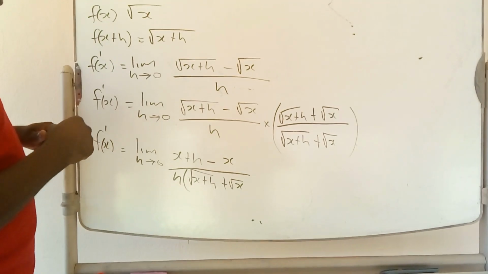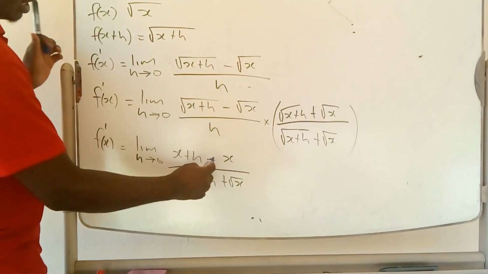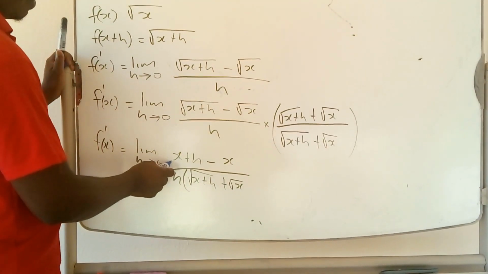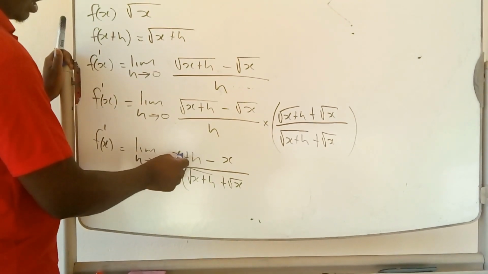Now what do we realize? We have a negative x here and we have a positive x here, so these can cancel out.